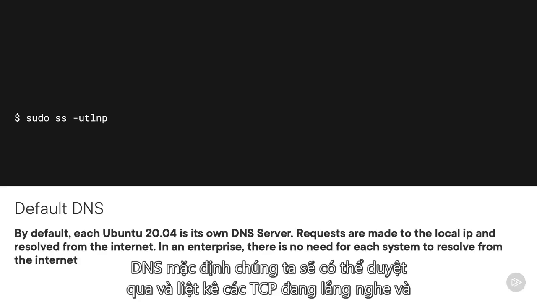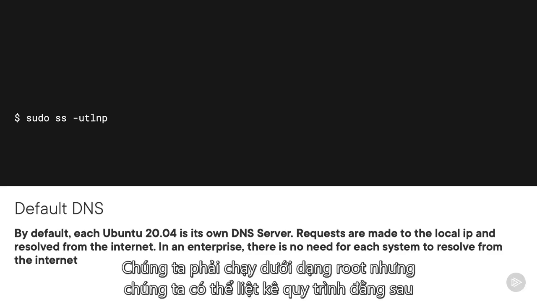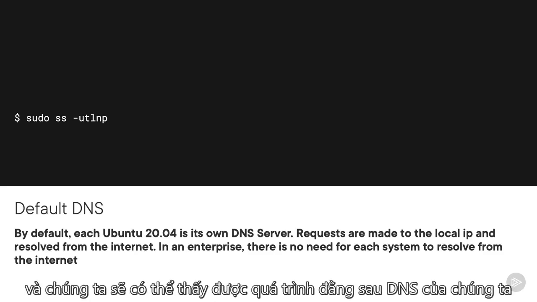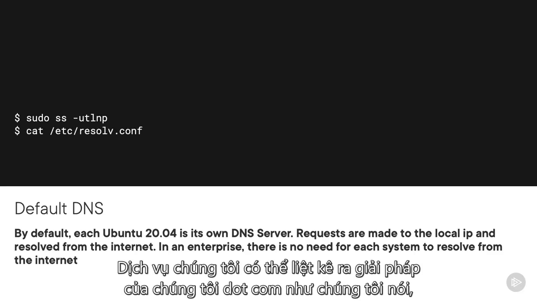When we look at the default DNS, we'll be able to go through and list our listening TCP and UDP ports. Including the option P, we have to run as root, but we're able to list the process behind it. And we're going to be able to see the process behind our DNS server is the systemd-resolved service.